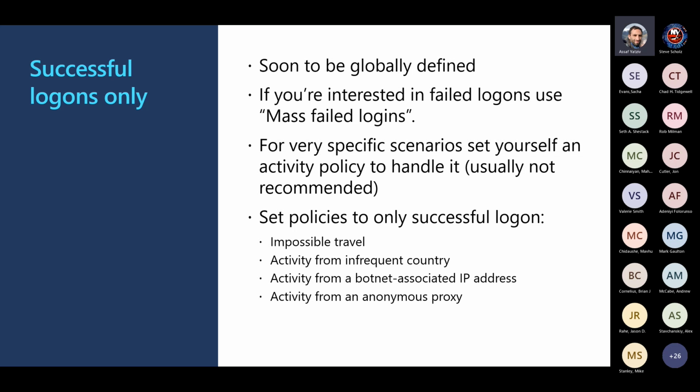Most impossible travel alerts, for example, are from failed logins, and those failed login scenarios are mostly not actionable. What you're really interested in is seeing if you're under a mass attack, which is the mass failed login alert, or, in the other case, if you have a successful login, and this policy will cover you if you have a successful login that applies to this scenario.